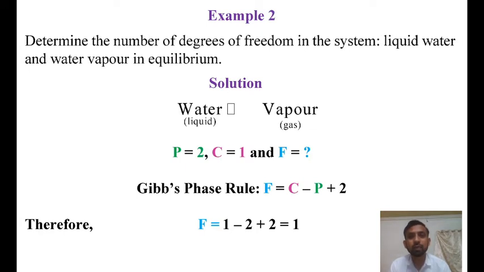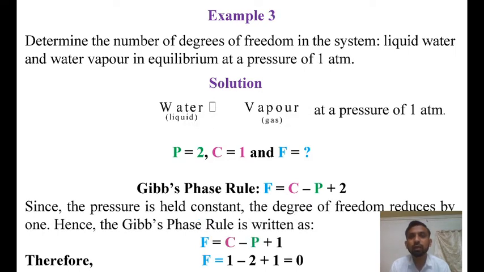Example number 2. Determine the number of degrees of freedom in the system of liquid water and water vapor in equilibrium. In this example, phases, that is P, is equal to 2 and components is equal to 1. Therefore F is equal to 1. That is, the system of water in equilibrium with water vapor has two variables, temperature and pressure. At a definite temperature, the vapor pressure of water can have only one fixed value. Thus, if one variable, temperature or pressure, is specified, the other is fixed automatically. Therefore F is equal to 1.